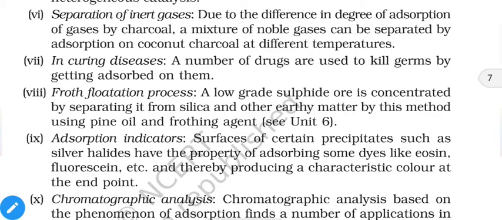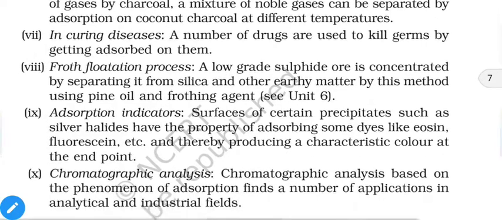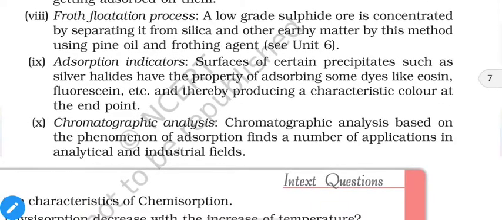Adsorption of indicators. So the surface of certain precipitates such as silver halide has the property of adsorbing some dyes like eosin, fluorescein, etc., and thereby producing a characteristic color at the end point. Okay, so that means volumetric titration also uses adsorption. And chromatography analysis, we will discuss chromatography later, but chromatography is completely adsorption based, a surface phenomenon. So chromatography analysis based on the phenomenon of adsorption finds a number of applications in analytical and industrial fields. We will discuss some different types of chromatography analysis methods later.